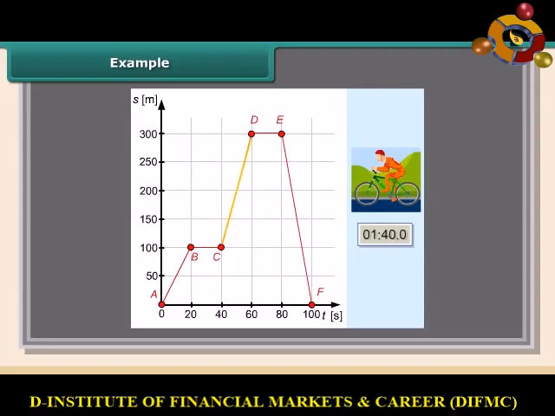From segment CD, we can see that the cyclist went on to move with a greater speed. In 20 seconds, he covered a distance of 200 meters, which means that he was traveling with a speed of 10 meters per second. Segment DE shows the cyclist stopped for 20 seconds. Then from segment EF, we can discover that the cyclist turned back and after 20 seconds reached the location where he started his journey. He was moving with a constant speed of 15 meters per second.